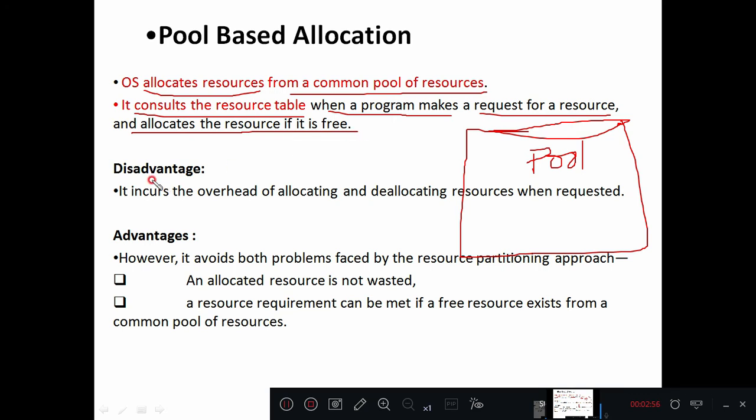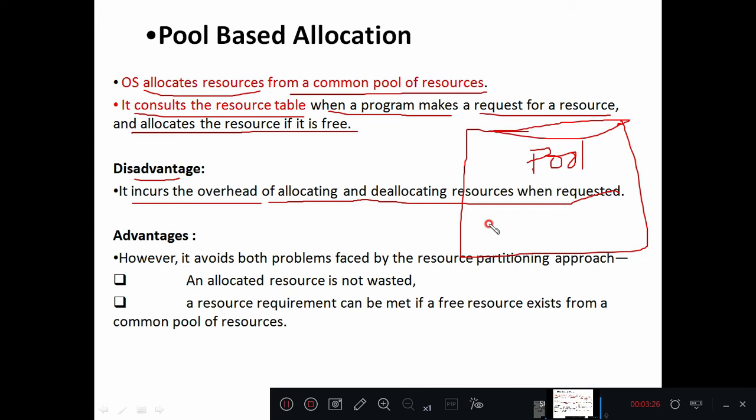Okay, so there are many advantages. First we will discuss the disadvantage. What is the disadvantage? That is the only disadvantage of pool based allocation, which is that it incurs the overhead of allocating and deallocating resources when requested. That means in case of partition based allocation, only one partition is allocated to the user program, and the operating system will switch itself to execute some other task.